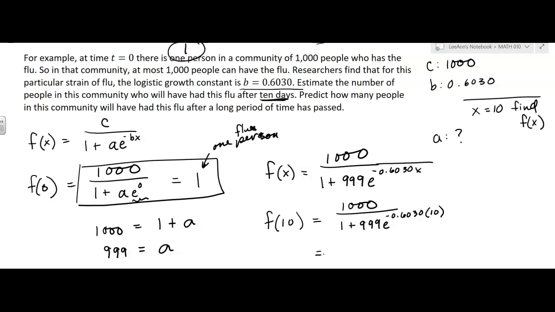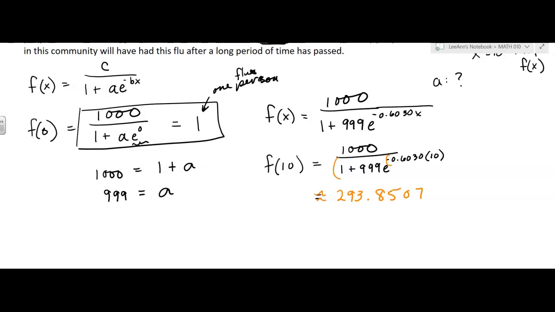So we're going to take 1,000, divide it by, now open a parenthesis. You're going to need a parenthesis here. 1 plus 999 times, and then I need my e to some exponent. So again, it opens a parenthesis for me there. I could do that math by hand, but I'll just put it in. Negative 0.603 times 10. And close the parenthesis, and what do I get? I get about 293.8507. But these are people we're talking about, so we're going to round to the nearest person. And so about 294 people will have the flu after 10 days.